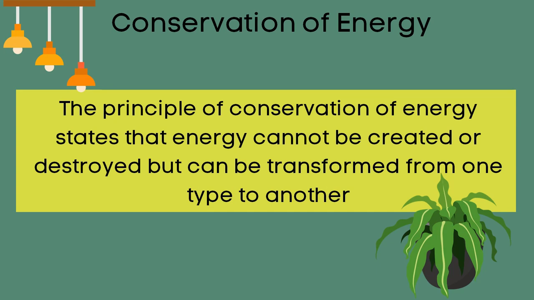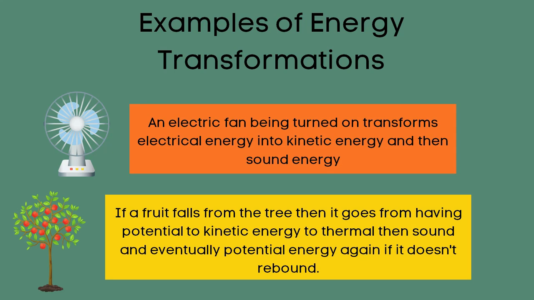The principle of conservation of energy states that energy cannot be created or destroyed, but can be transformed from one type to another. Examples of energy transformations. An electric fan being turned on transforms electrical energy into kinetic energy and then sound energy. If a fruit falls from the tree, then it goes from having potential to kinetic energy to thermal, then sound, and eventually potential energy again if it doesn't rebound.